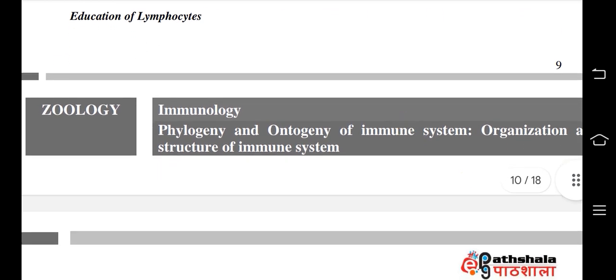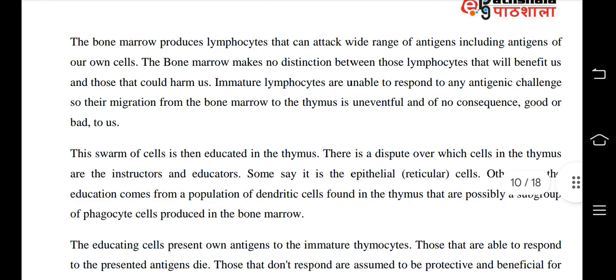Education of lymphocytes. Education in the sense that they are training. The bone marrow produces lymphocytes that can attack a wide range of antigens, including antigens of our own cells. The bone marrow makes no distinction between those lymphocytes that will benefit us and those that would harm us. Immature lymphocytes are unable to respond to any antigenic changes, so their migration from bone marrow to the thymus is uneventful and of no consequence, good or bad, to us.